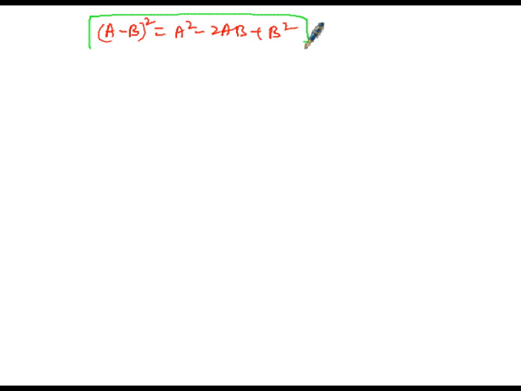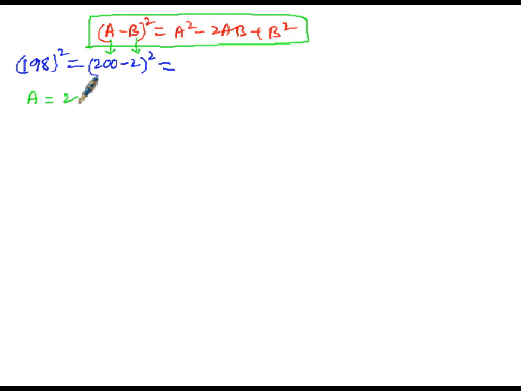Now we are going to find the value of 198 whole square, which is nothing but 200 minus 2, which is 198, but it must be squared. Before writing the expanded form, a square minus 2ab plus b square, I have to compare the terms of the expression with the identity. So a must be replaced by 200 and b must be replaced by only 2. Since the minus sign is there, b is replaced by minus 2, and a by 200.